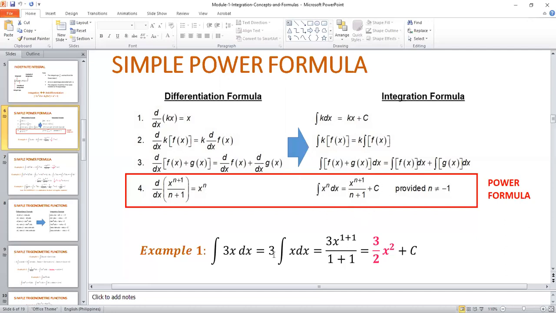So you set aside the 3 and you integrate the x. So you will have x raised to 1 plus 1. This is understood to be 1. And you have in the denominator 1 plus 1. And you have 3 halves x squared. So 3 over 2, then you have x squared plus c. This is said to be the antiderivative of 3x. This is said to be the integral of 3x dx. Okay, in this particular example, you made use of rules 2 and 4.